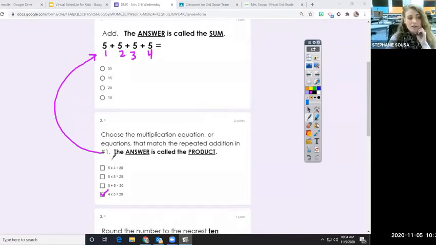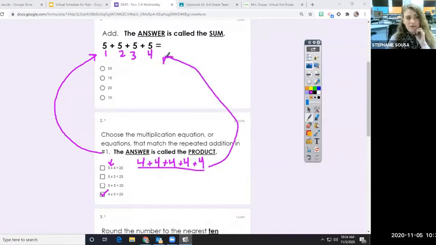So there would be 4 groups of 5. A lot of you selected 5 times 4. That would look like this: 4 plus 4 plus 4 plus 4 plus 4. And that's very different than 5 plus 5 plus 5 plus 5. They might give you the same answer. They're going to have the same product and sums, but these are very different.